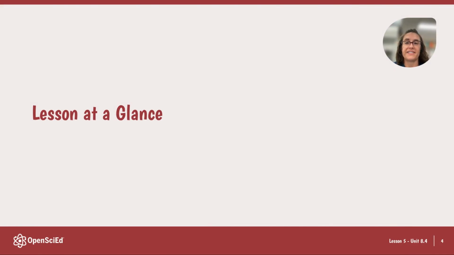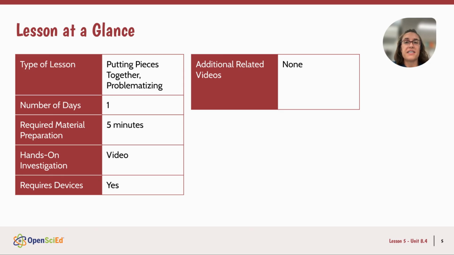Let's take a look at this lesson. It is a putting the pieces together and problematizing lesson. It is one day, takes about 5 minutes of prep. There may be a little bit more depending on how you choose to have students model Manhattanhenge. They'll go back and look at a video, so yes, this will require devices.